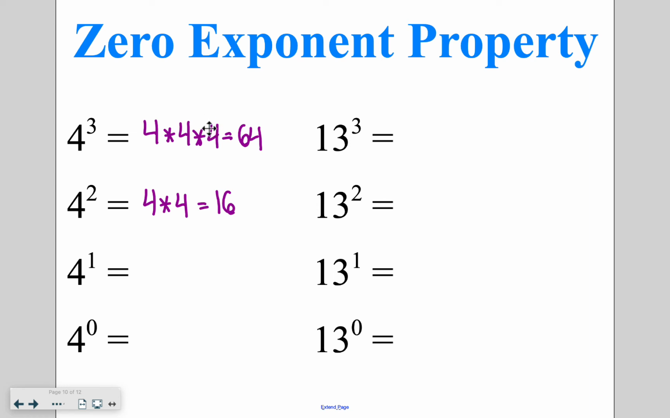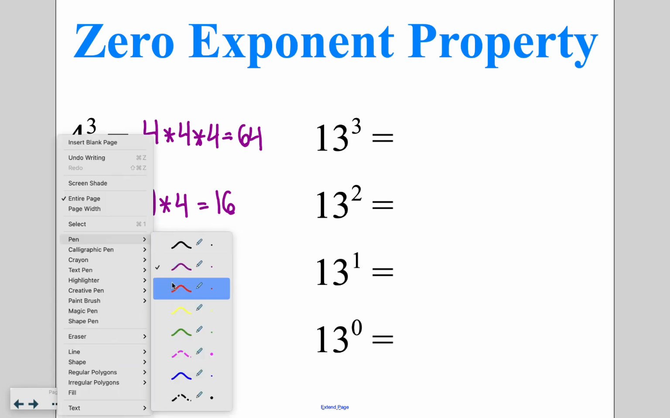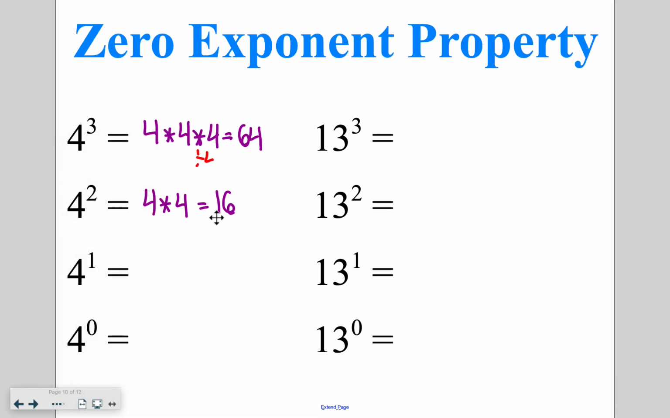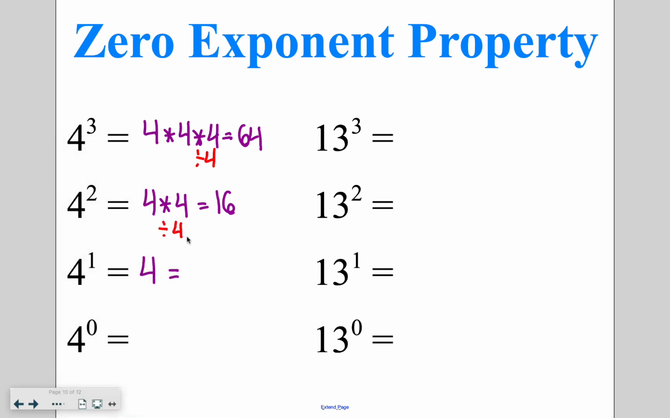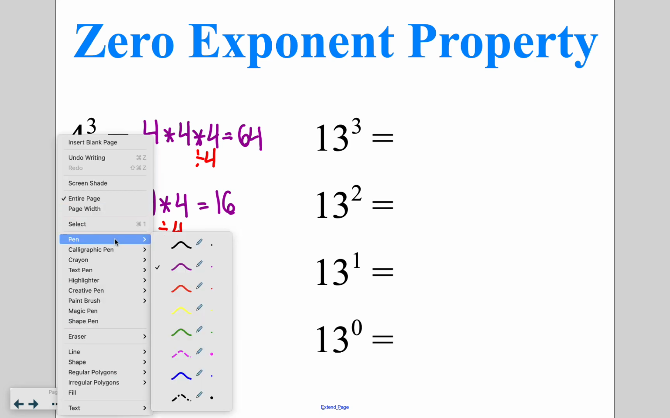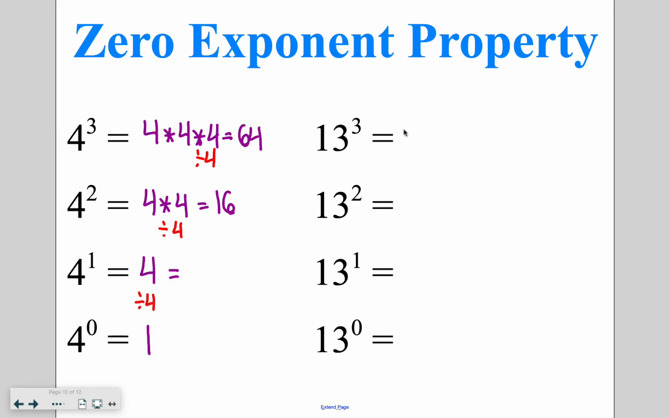Notice, to get from 4 to the 3rd to 4 to the 2nd, I divided by 4. I took away a multiplying by 4, aka I divided by 4. Our answer also was divided by 4. When I have 4 to the 1st, that's just 4. So once again, I'm getting rid of a multiplication by dividing. To get to 4 to the 0 power, we would follow our same pattern and divide by 4, giving us an answer of 1.